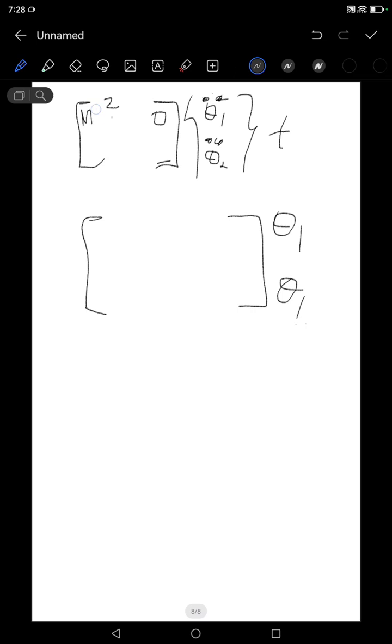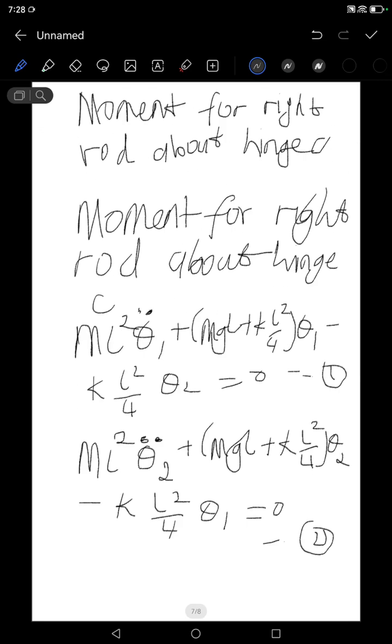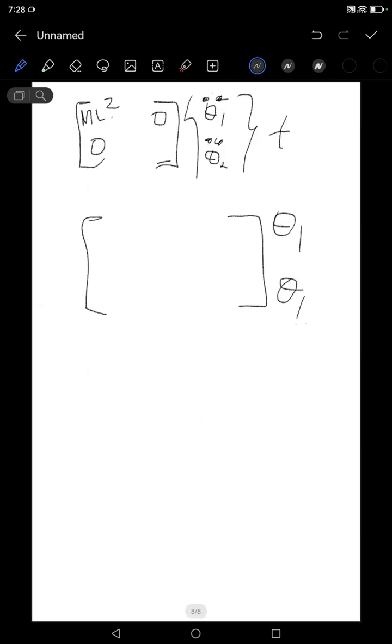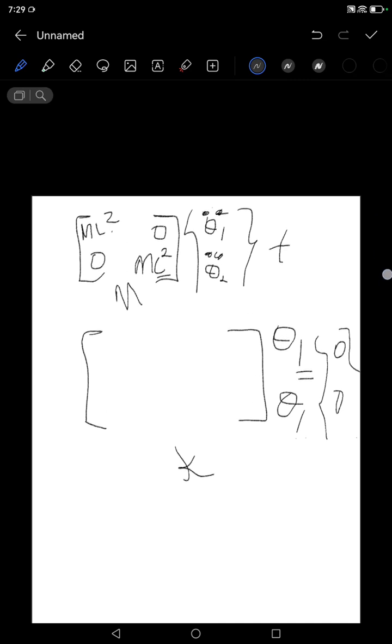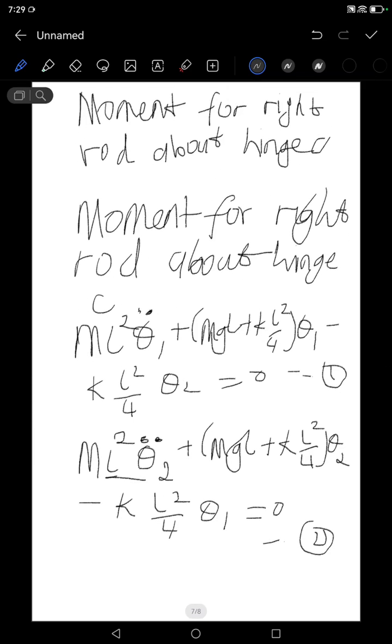Here it's m L squared. On our second equation, we don't have theta double dot 1, we only have theta double dot 2, so it's 0 here, and here we have m L squared. This one is for mass. All of this equals 0, because we don't have forces. If we had forces, we would be equating them to a force.